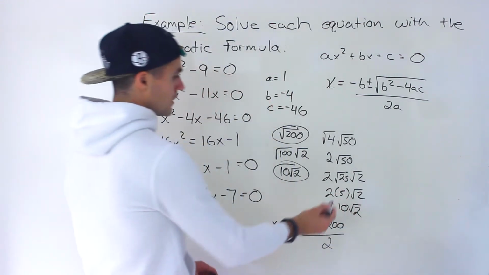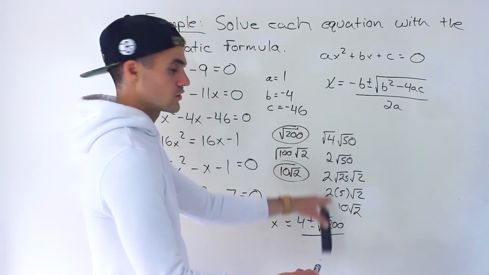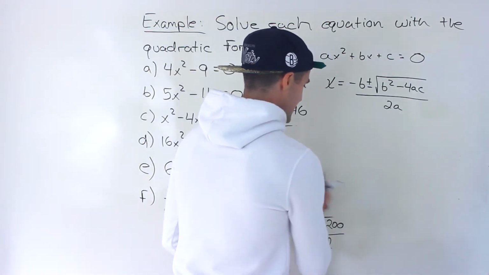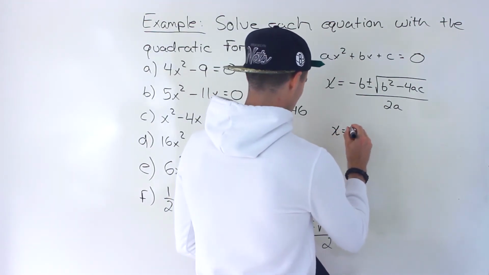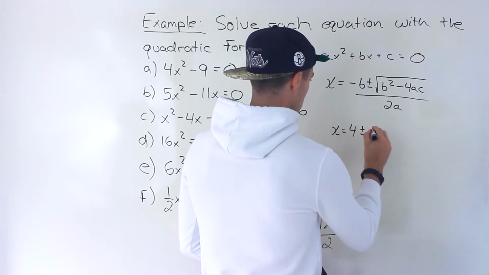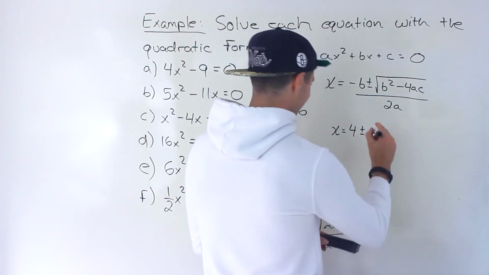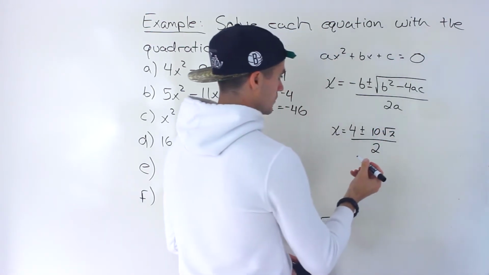So ultimately, we end up with the same simplified solution, right? Over here, you're just going to have to use more steps. All right, so 10 root 2 is the same as root 200. So we'll have x equaling 4 plus or minus 10 root 2 over 2.